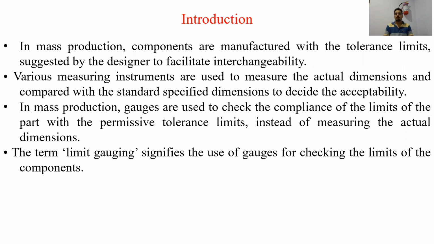So what does a measuring instrument do? Measuring instruments are used to measure the actual dimension, and it is compared with a standard specified dimension. But now we are going to talk about limit gauges. So what are limit gauges? Limit gauges are the gauges used to check the compliance of the limits of the part with the permissible tolerance limits instead of measuring the actual size.